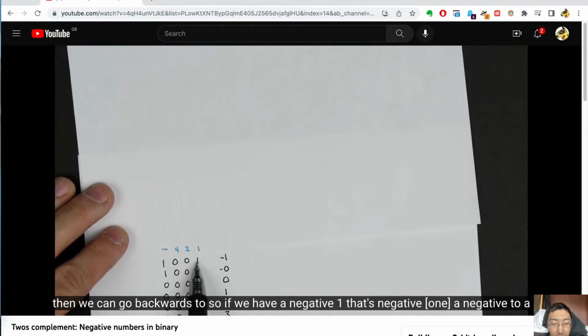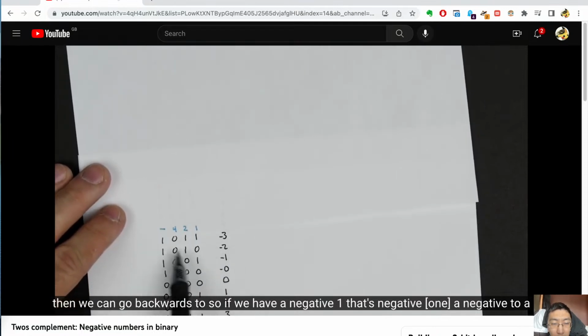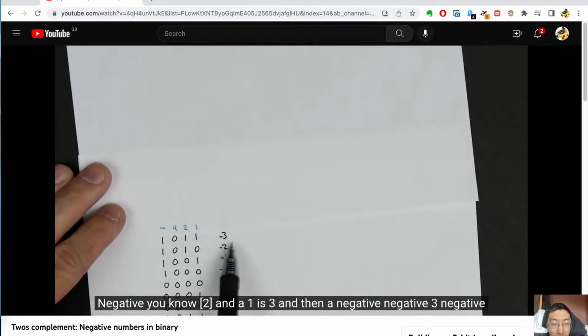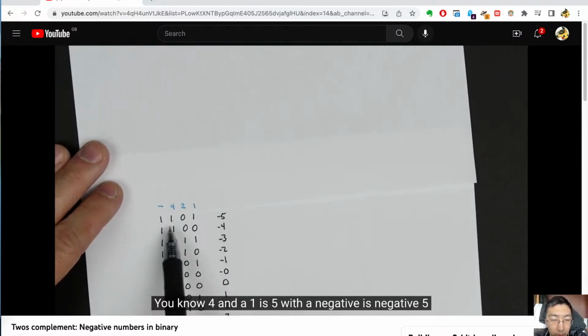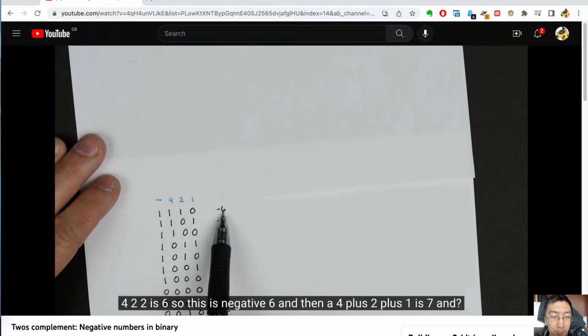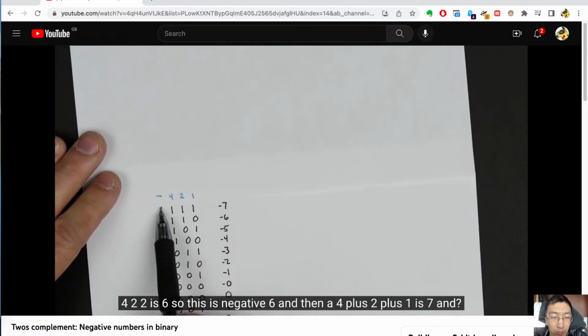And then if this first bit here is indicating our negative sign, then we can go backwards too. So if we have a negative 1, that's negative 1. A negative 2. A negative 2 and a 1 is 3. And then negative 3. Negative 4. Negative 4 and a 1 is negative 5. 4 and a 2 is 6, so this is negative 6. And then a 4 plus 2 plus 1 is 7, and that's a negative 7.